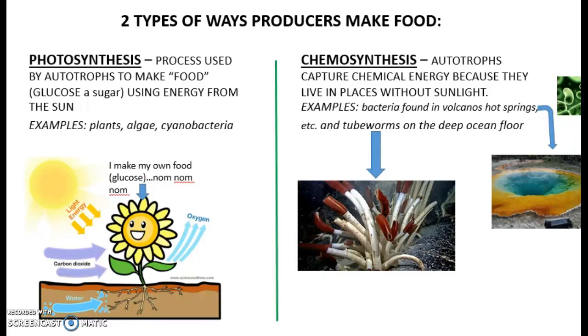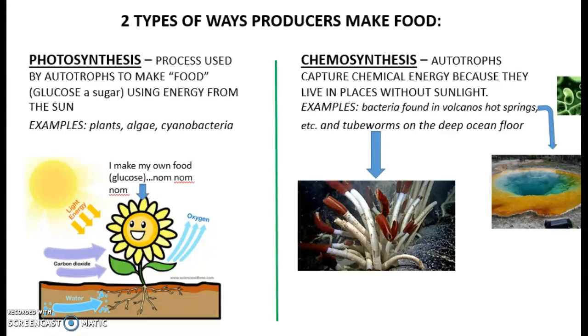The second way that producers make their own food is called chemosynthesis. And this is some strange, wacky stuff. But in places like the bottom of the ocean where there's no sunlight, or in a volcano or a hot spring, there are organisms, both bacteria and these things called tube worms, that actually do chemosynthesis.